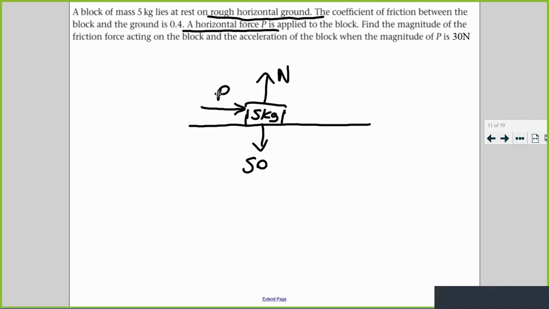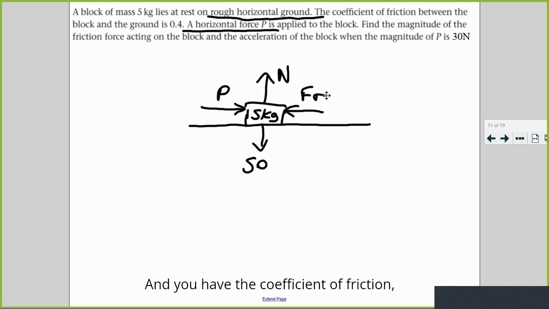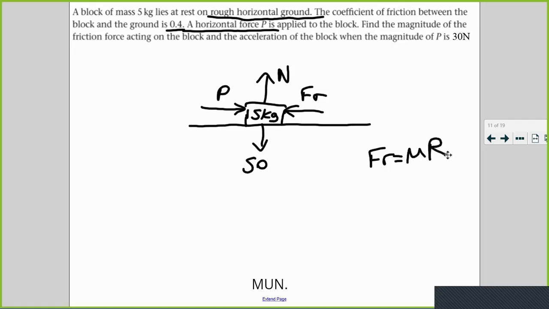Now, if P is applied this way, that means object is moving to the right. That means friction will be in the opposite direction. And you have the coefficient of friction, which is 0.4. Okay, now the friction formula would be mu n.